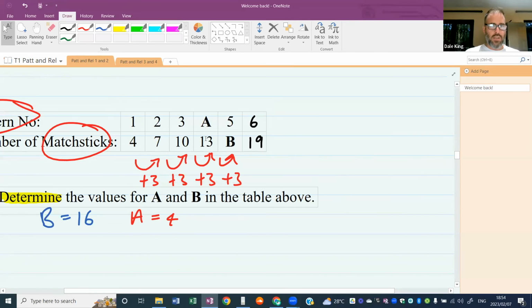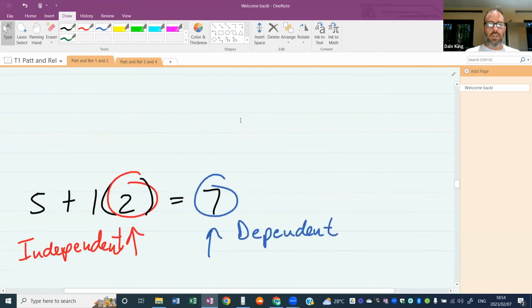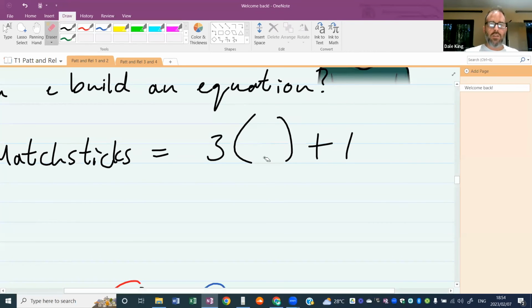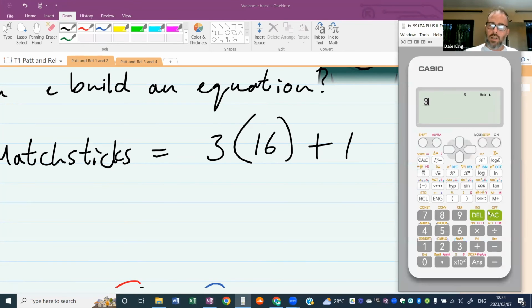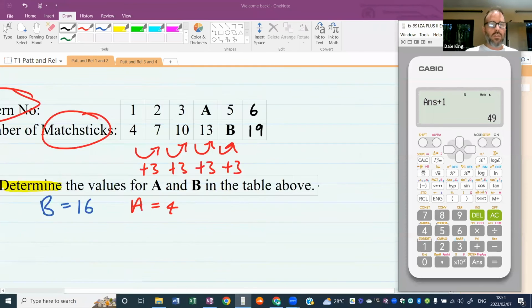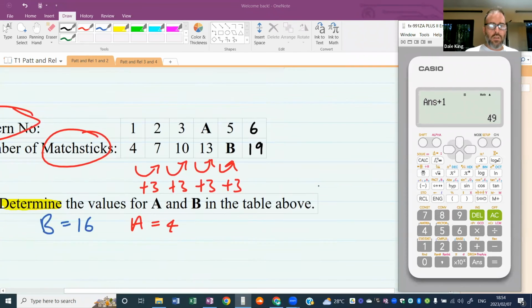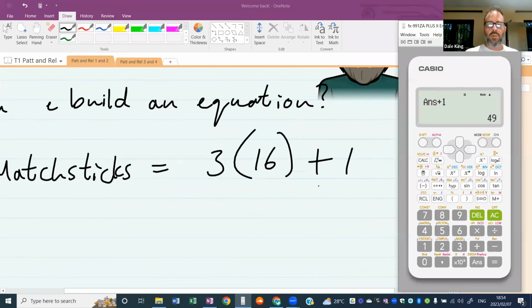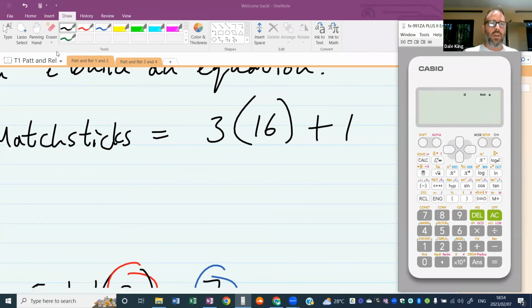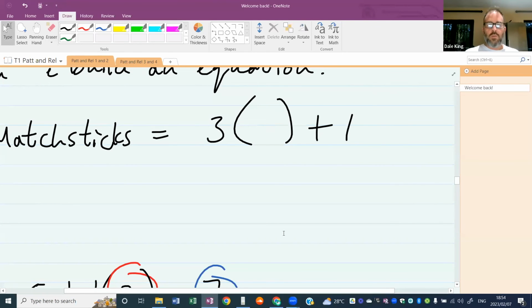Now for B, we should get 16. So for pattern number 5, we should get 16. Okay, let's test this thing out. I'm using a calculator. I'm feeling lazy. Oh, we're doing it the wrong way around, aren't we? My apologies. We need to put a 5 in here. The answer must be 16. So 3 times 5 is 15 plus 1. That gives us 16. So that works.